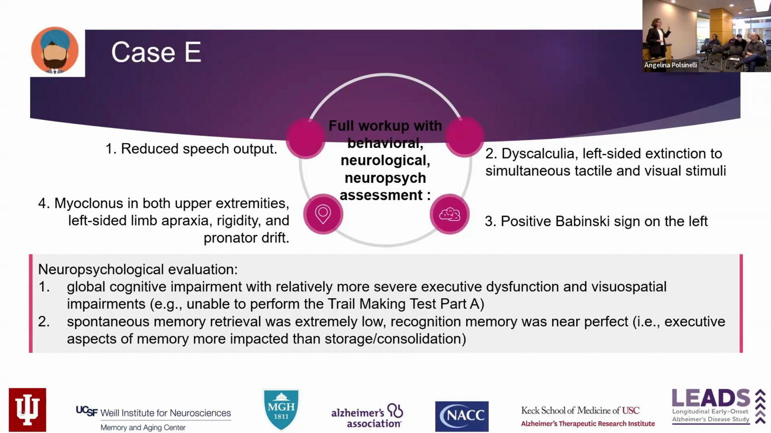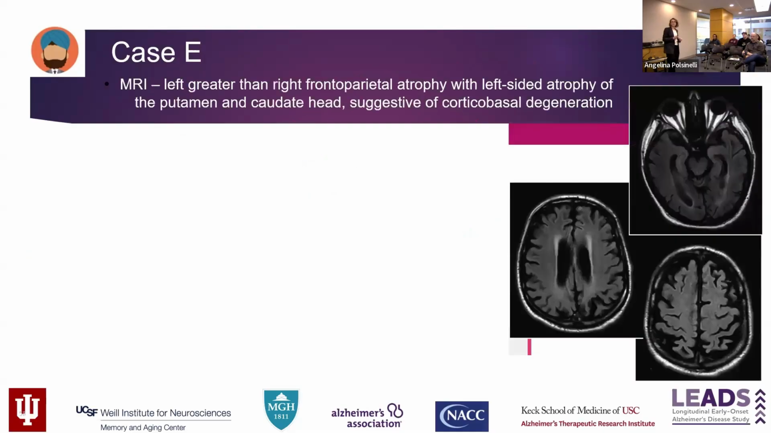So if you presented a finger on the left, he could see it. If you presented on the right, he could see it. But if you presented them both at the same time, he would only attend to the one on the right. On neuropsych evaluation he had global cognitive impairment, but more severe executive and visual spatial problems. Very rarely do we find somebody who's unable to perform the trail making test A, which is basically connecting the dots in numerical order, and he could not do this. His spontaneous memory retrieval was low, but his recognition was near perfect, suggesting more dysexecutive aspects of memory impairment than storage or consolidation issues.